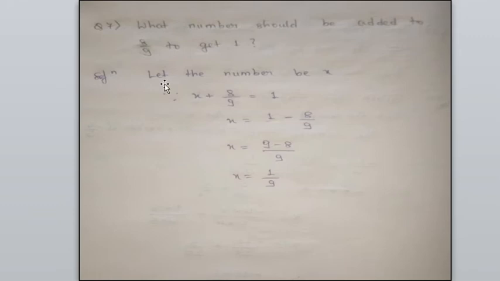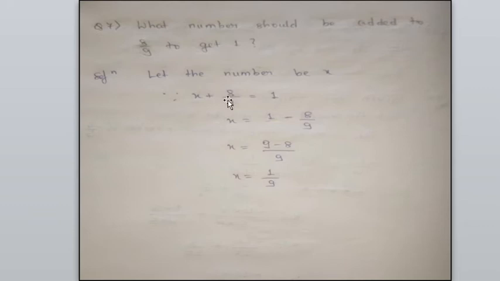So let the number be x. Then according to the question, the number that will be added, that number we have taken as x, means x will be added to this number and we will get 1. So according to the question, the equation will be x plus 8 by 9 equals 1.